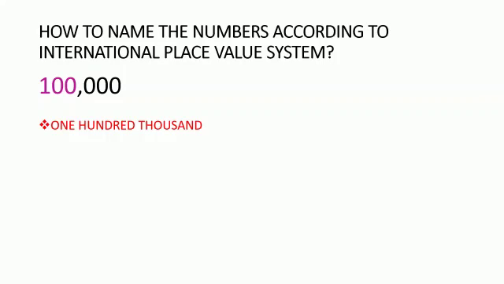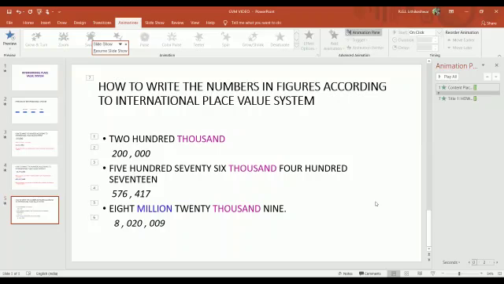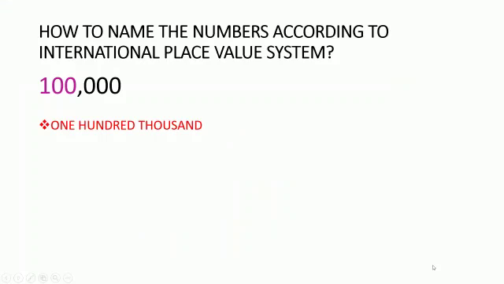In ones period, there is nothing. That means only thousand period alone is available. 100,000. That's all. The next example is what? You are going to see that. Yes. The next example, we are seeing this.